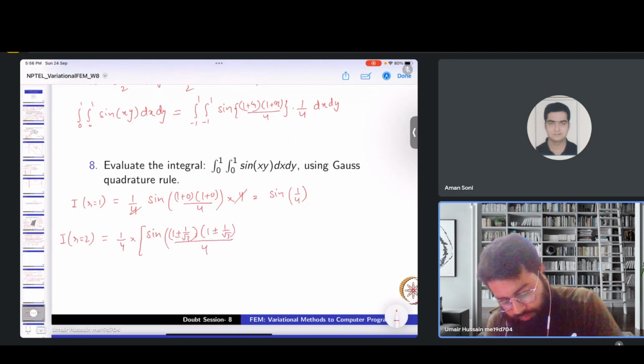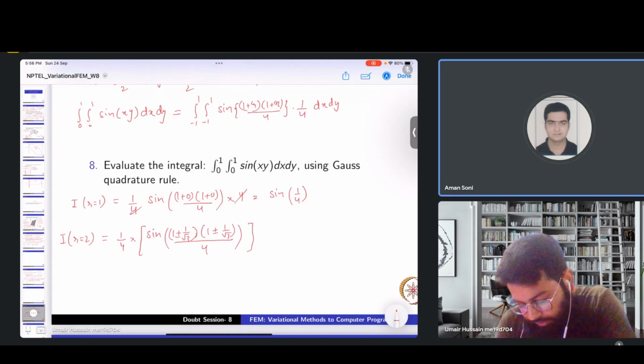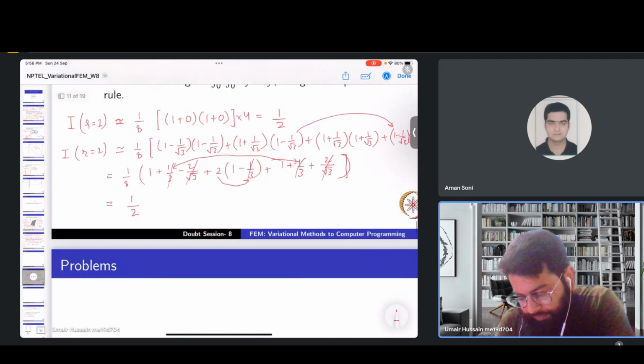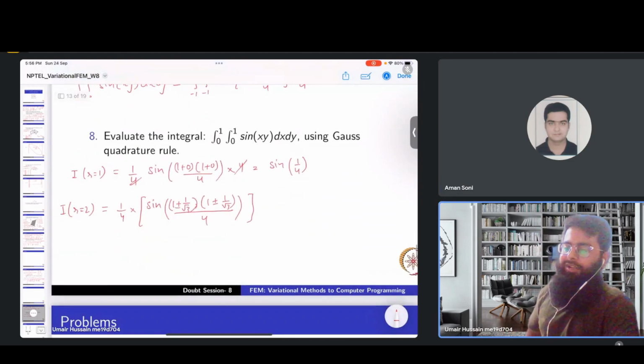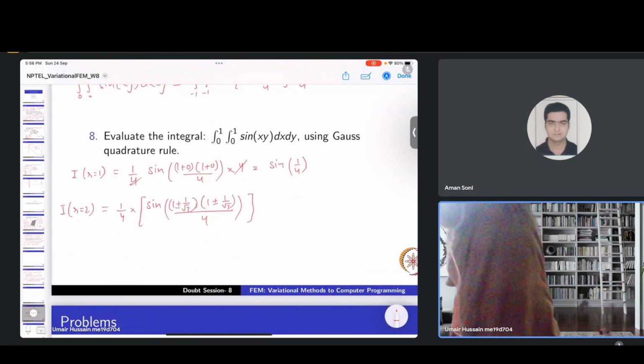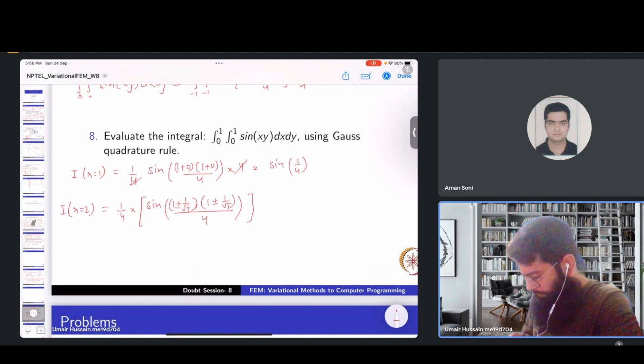So we'll simplify this. Not as easy as last time, the sine function. So I'll just use my calculator now finally. So loading.